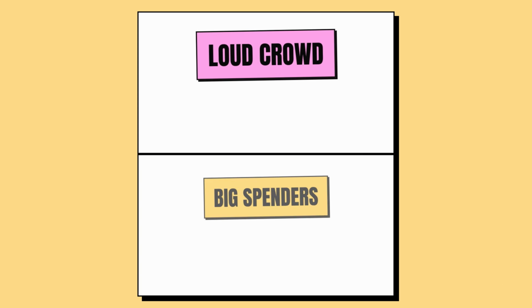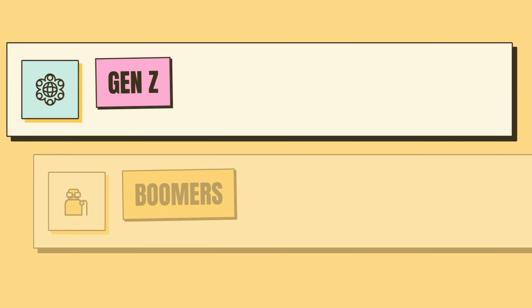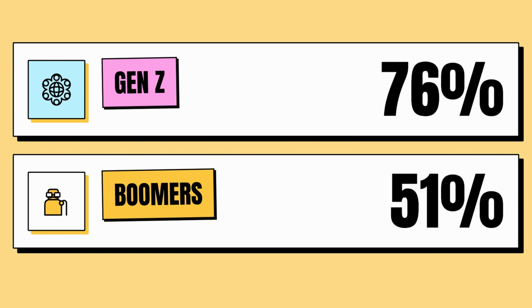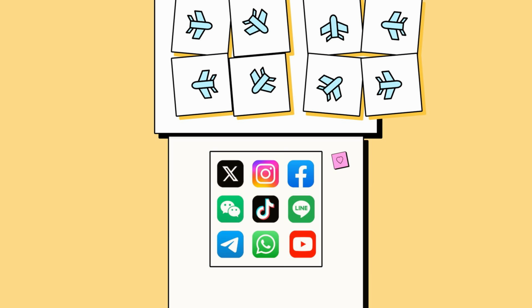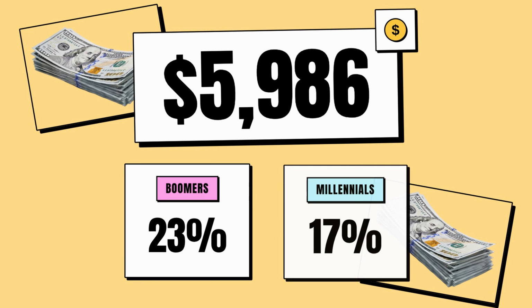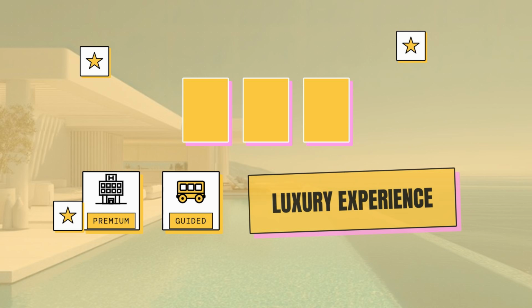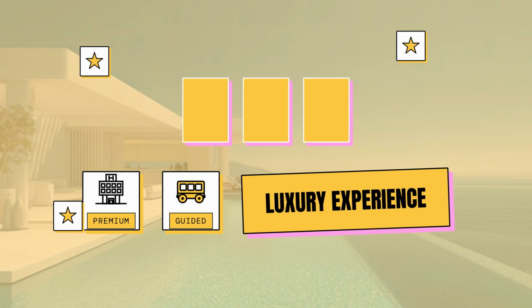The loud crowd isn't always the big spending crowd. While some generations post the most, others quietly outspend them. Gen Z leads in travel desire, with 76% eager to explore. Boomers follow at 51%. Gen Z and millennials favor frequent budget-friendly trips, often planned entirely through social media feeds. But boomers quietly outspend everyone. 23% spend over $6,000 on a single trip. They choose premium hotels and guided tours, investing in luxury experiences without flinching at the price tag.